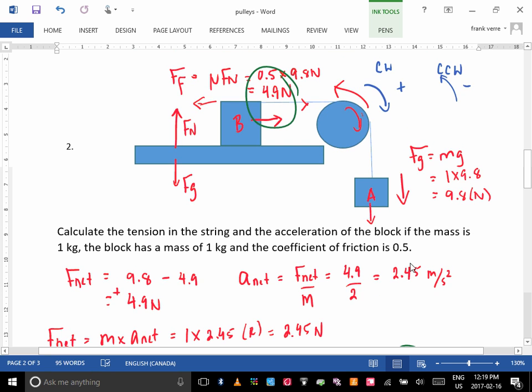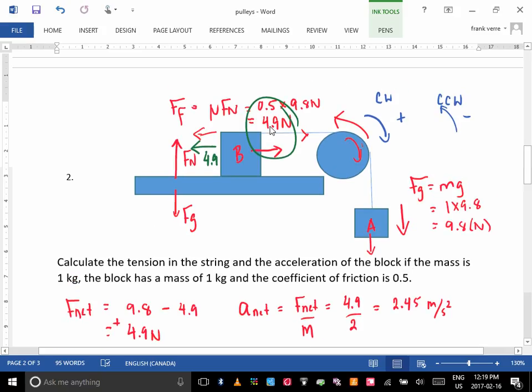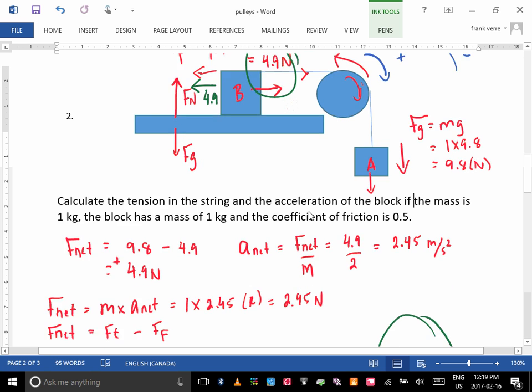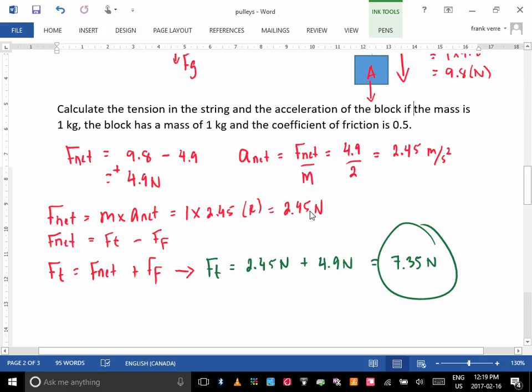So if our force of friction is 4.9, then the tension has to be what? Greater. So that makes sense. 7.35 newtons, and I guess I should write to the right. Okay? And now we'll do one more example that includes a ramp for our South American friend who missed class yesterday.